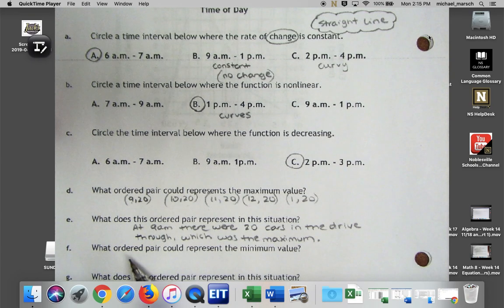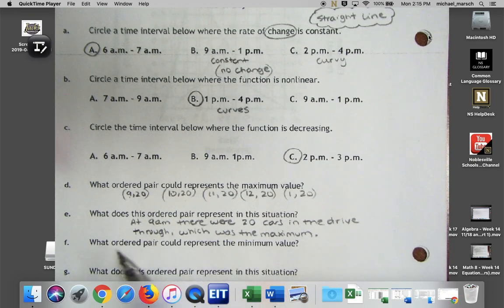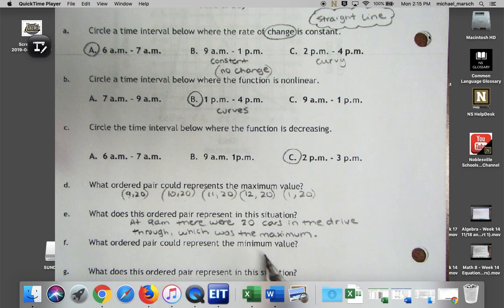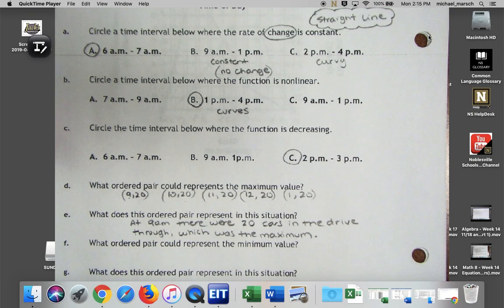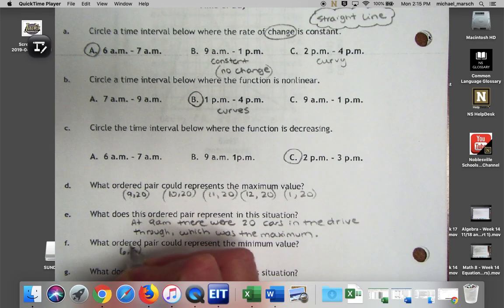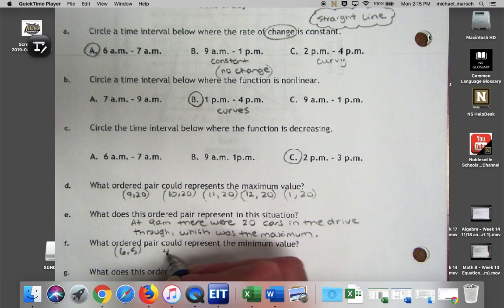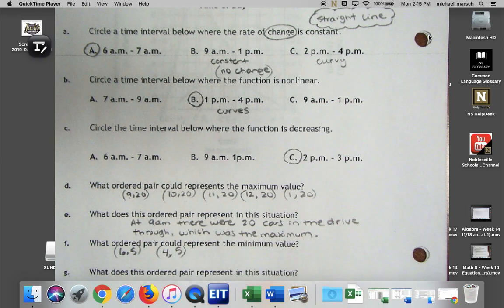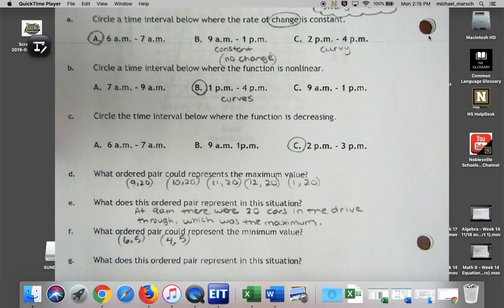So what could my minimum ordered pair be? I have a couple answers that could fit this requirement. 6, 5, or 4, 5. And what do those represent? The lowest, the minimum.